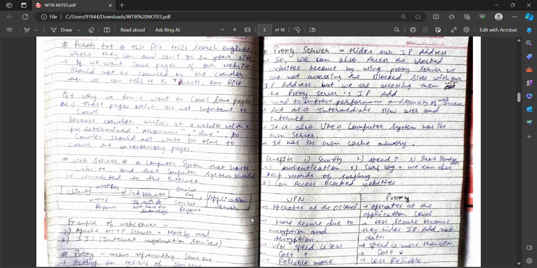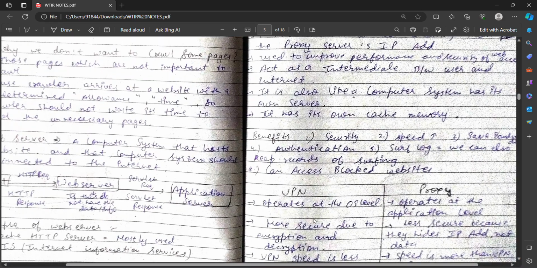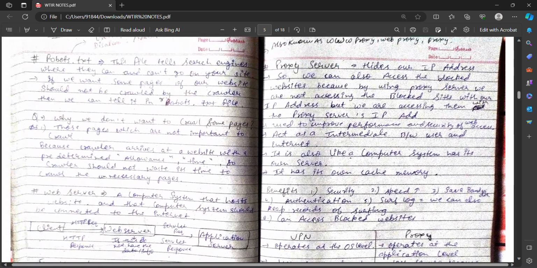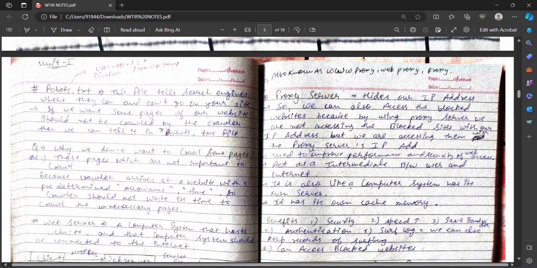So for that you can use this proxy server that will provide you an IP address so that you can access that blocked website. This is basically the concept of proxy server that we saw in our previous video, and it is also known as www proxy, web proxy and so on.